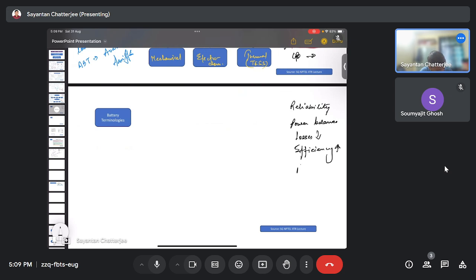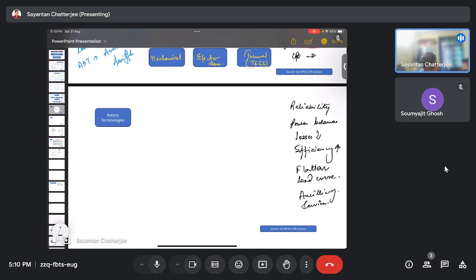So we can flatten the load curve, and also provide some ancillary services.